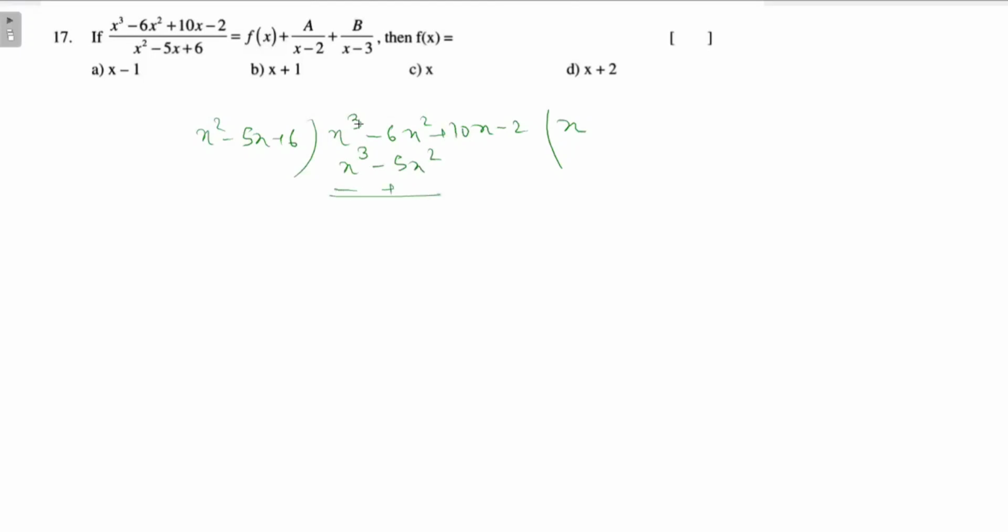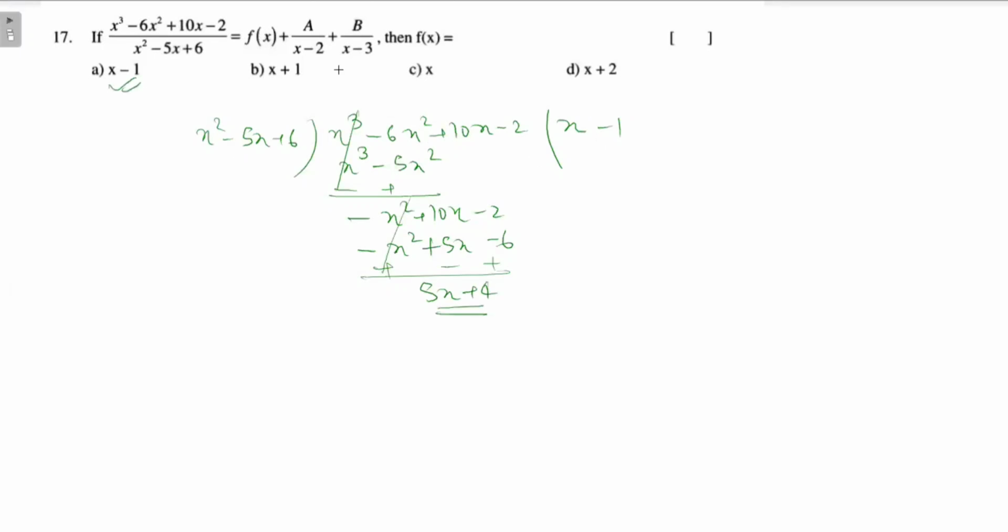Then minus, plus. So this will be minus x squared plus 10x minus 2. Then this will be minus 1, so this will become minus x squared minus 5x. Not 5, minus plus, right? Yep, plus. And this will be minus 6. So what I'll be left with is plus, minus, plus. So my quotient f(x) is actually x minus 1.